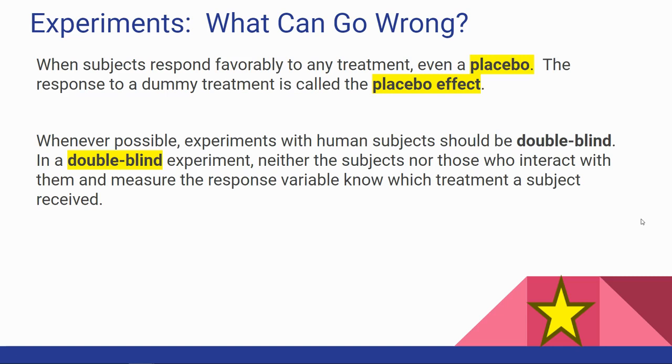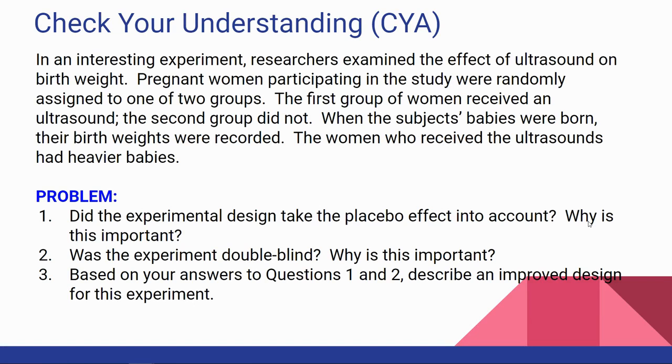Now you know too. You might believe that an experiment cannot be double-blind because someone has to know who gets which treatment. Although there is always someone who does know which subjects are receiving which treatment, as long as this person doesn't interact with the subjects or measure the response, the experiment can still be double-blind. So check your understanding. Did the experimental design take the placebo effect into account? Why is this important? Was this experiment double-blind, and why is that important? And how could you improve the design?